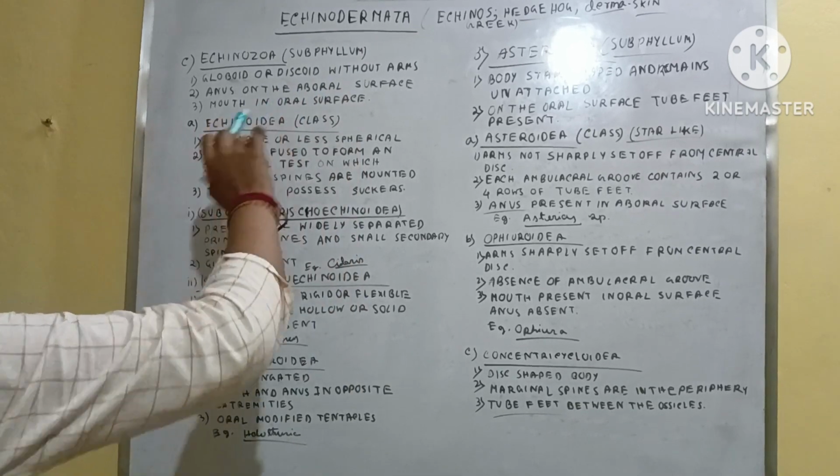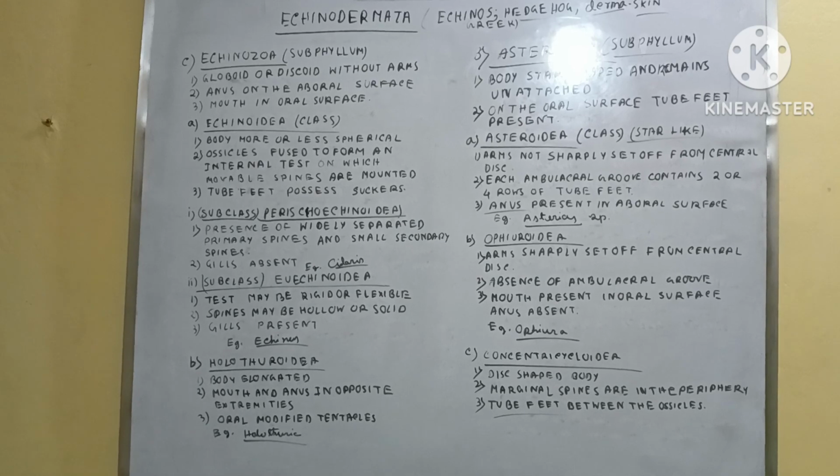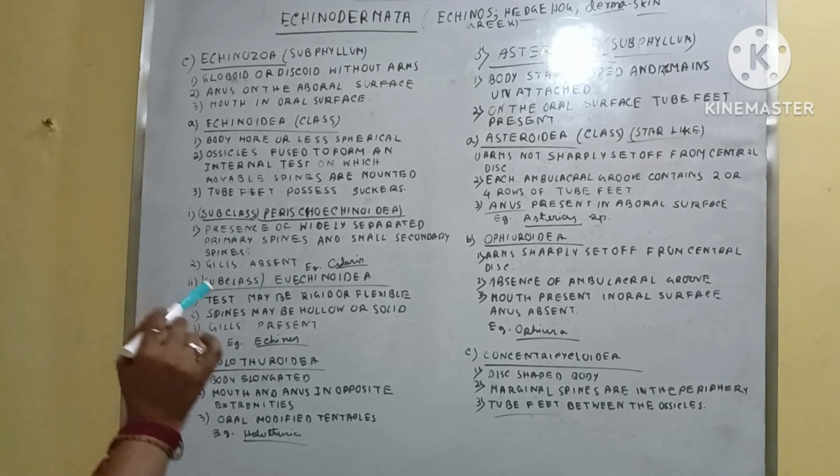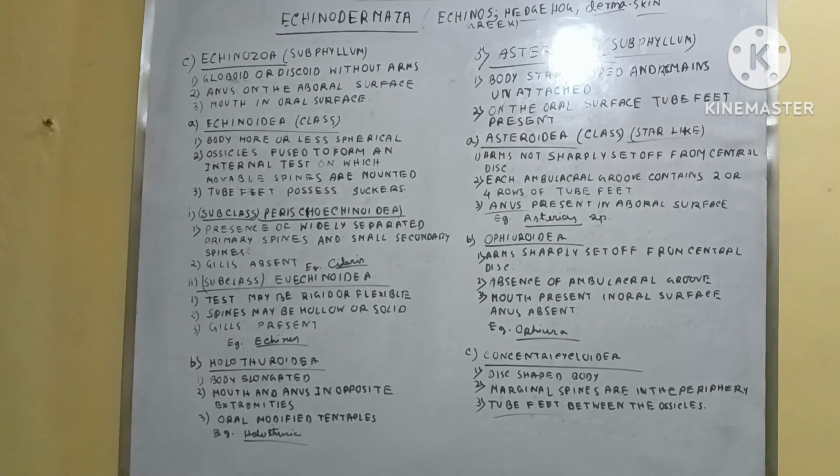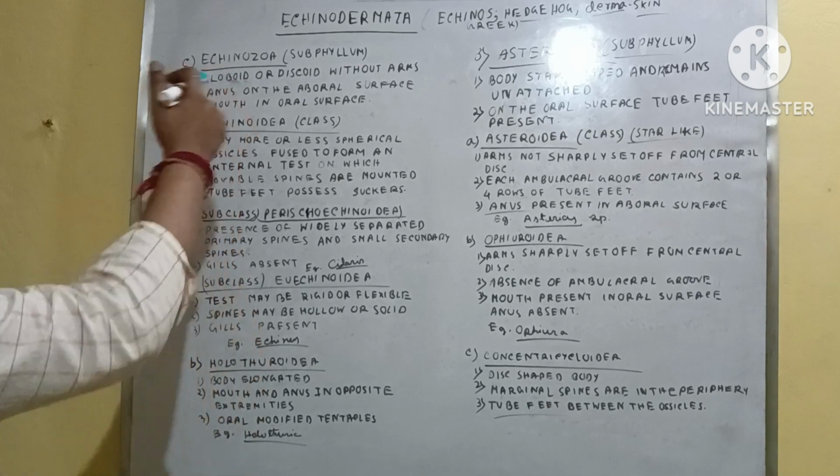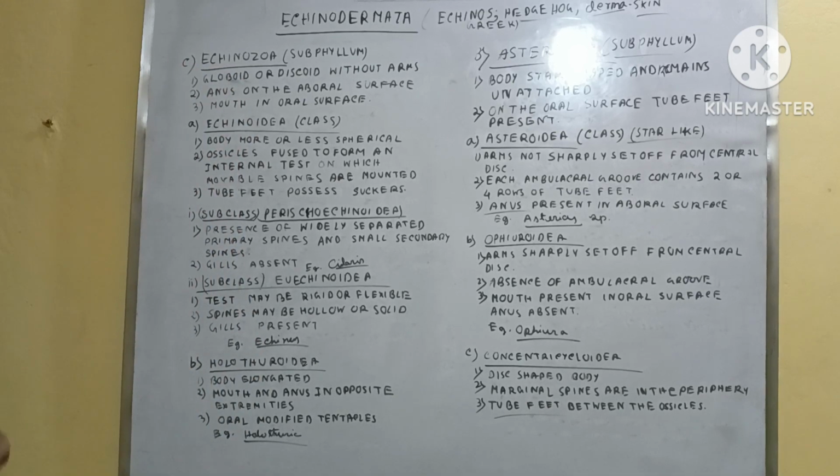Second point, that is anus on the aboral surface and mouth on the oral surface. That means here oral and aboral both surfaces are present, and obviously mouth and anus are present on the two opposite sides. Under this subphylum, the first class is the Echinoidea, and this is the only class obviously.